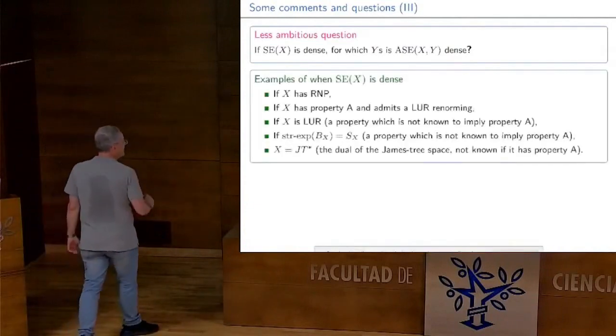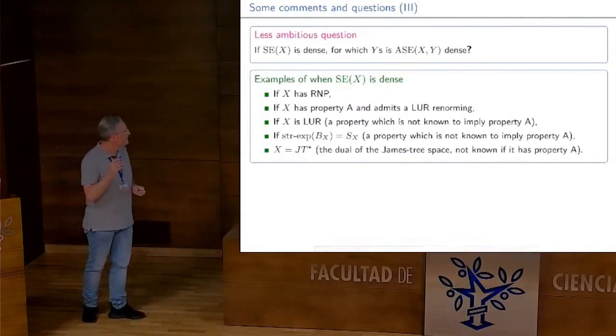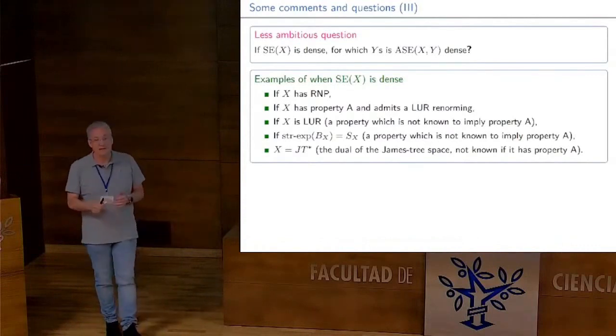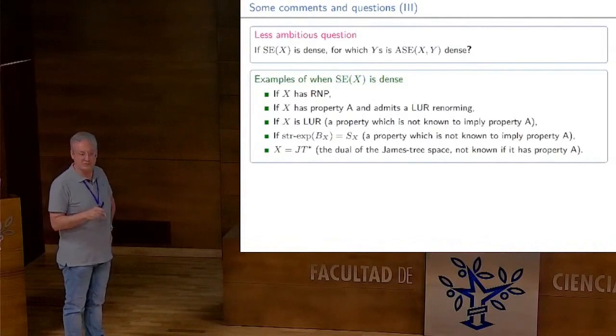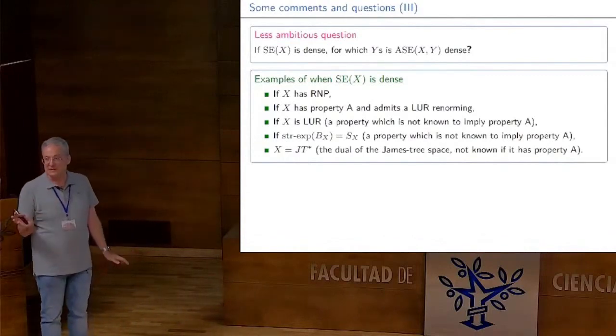Okay, but first let me give you examples of when the strongly exposing functionals are dense, to see whether this can be interesting or not. Well, this is true if X has the RNP and then everything is done. If X has property A and admits a locally uniformly rotund renorming, as we prove, if X is locally uniformly rotund, but actually it is enough that every point in the unit sphere is strongly exposing. This is called A-LUR, almost locally uniformly rotund. For instance, this is also true for the dual of the James tree space. And in these cases, we do not know if this space has property A or not. We don't know.